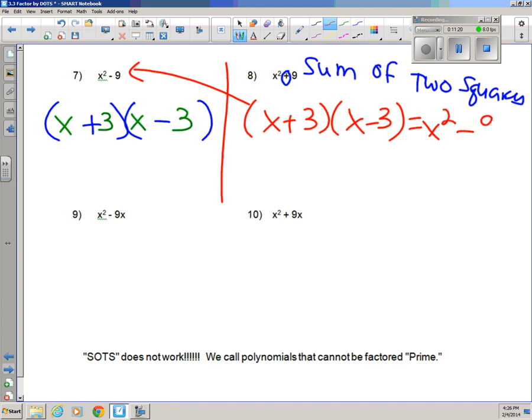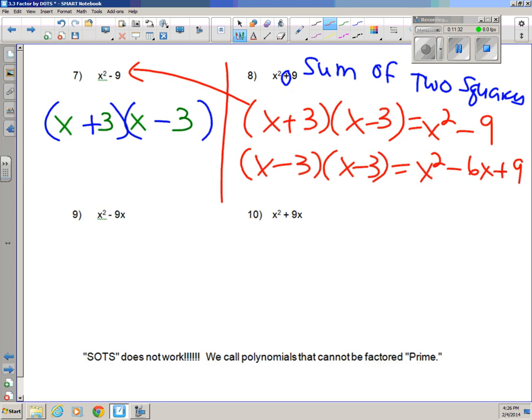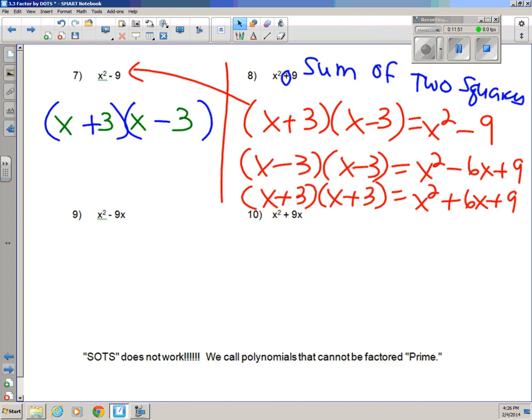x squared minus 9. If we put two minuses and distribute all of that, when you multiply it all out, x squared minus 6x. I'm going kind of fast. You might want to do this out on your own, but that gives you x squared minus 6x plus 9. That's not the given problem. And the other choice would be if I make both signs the same but both positive, that becomes x squared plus 6x plus 9. So SOTS doesn't work. Sum of two squares does not work. You cannot factor this. It's not factorable.